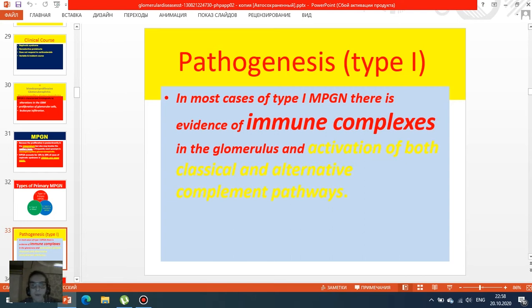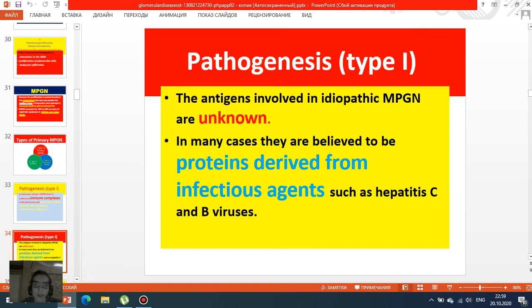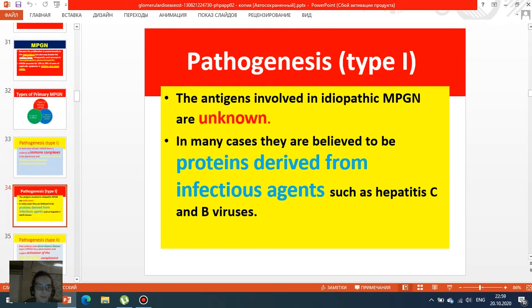Pathogenesis of type 1. In most cases of type 1 mesangioproliferative glomerulonephritis, there is evidence of immune complexes in the glomerulus and activation of both classical and alternative complement pathways. The antigens involved in idiopathic membranoproliferative glomerulonephritis are unknown. In many cases, they are believed to be proteins derived from infectious agents such as hepatitis C and B viruses.